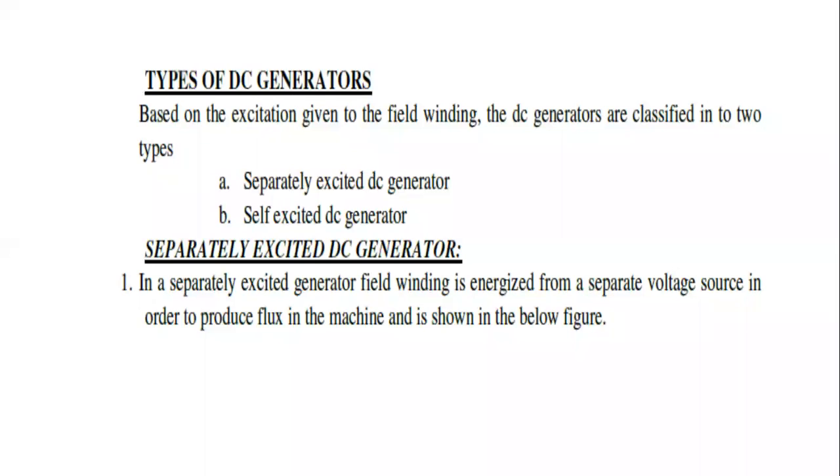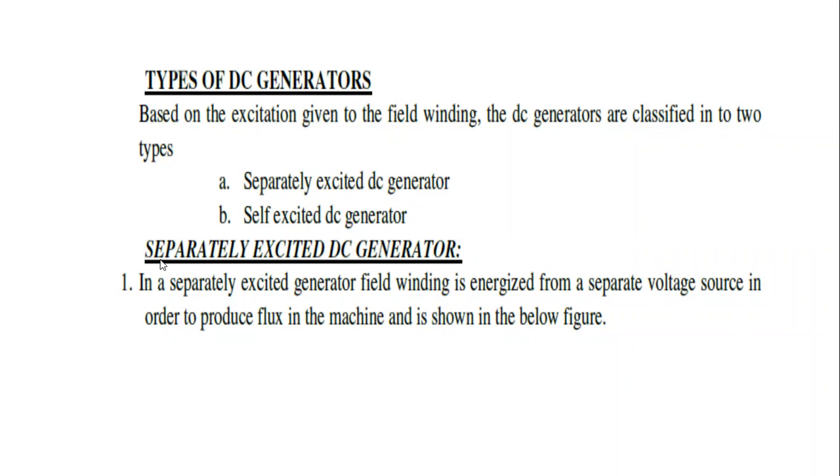Excitation means supplying current to the field winding. We can supply the current to the field winding, and that type of connection is called excitation. Depending upon that excitation, these DC generators are classified into two types: the separately excited DC generator, and the self-excited DC generator.